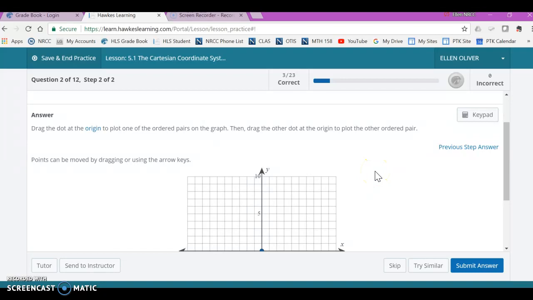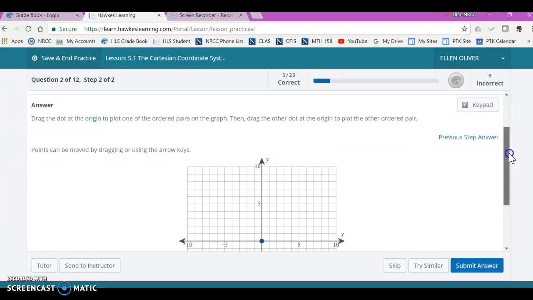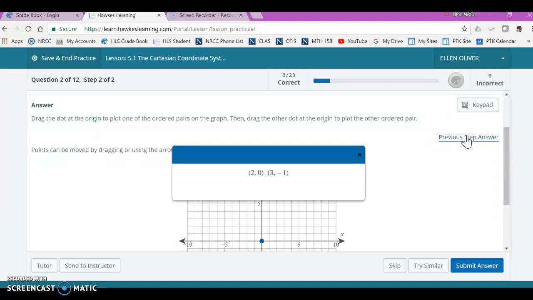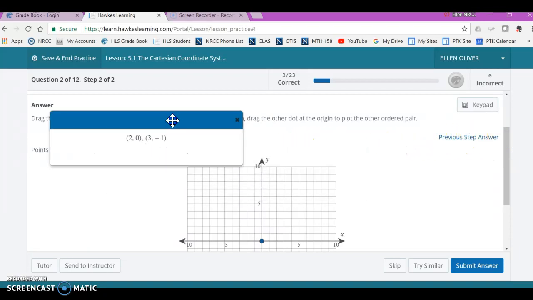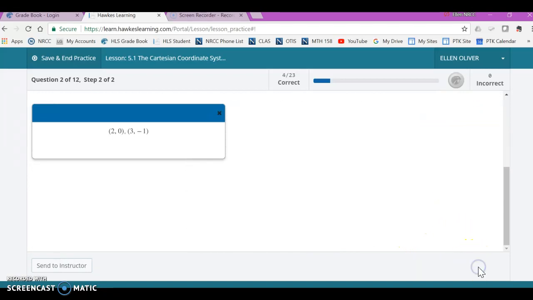This one says, drag the dot at the origin to plot one of the ordered pairs on the graph. Then drag the other dot at the origin to plot the other ordered pair. Okay, so the ordered pairs are 2, 0, and 3, -1. Let's see if I can put that over here. So 2, 0 is to the right 2, up 0. And the other one is to the right 3, down 1. Let's submit that.